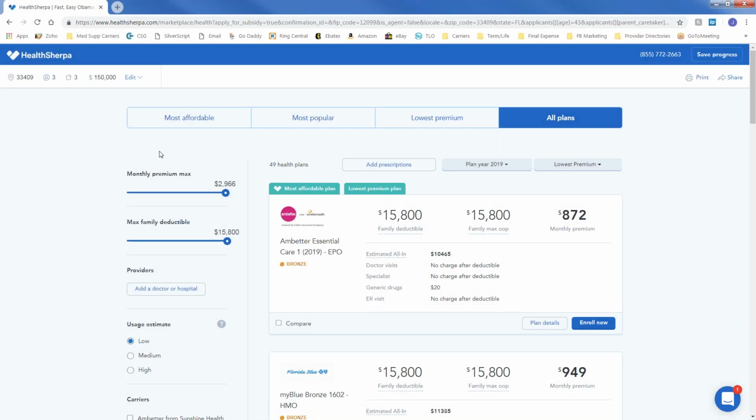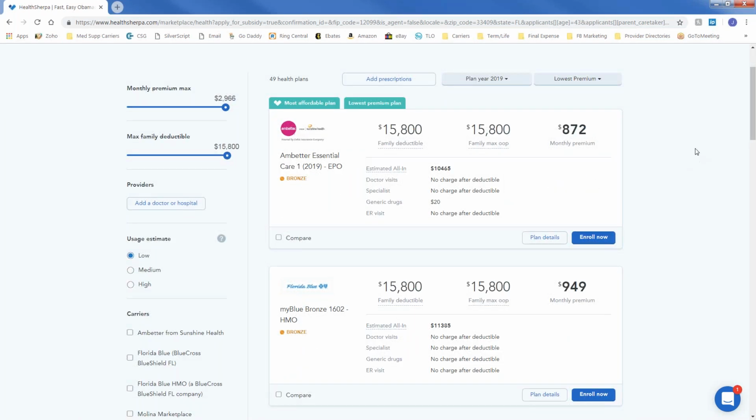So here we are. What I did was I put in our information. The website that we like to use the best is called healthsherpa.com. It's the same platform as healthcare.gov. It posts to healthcare.gov. It's just an easier, user-friendly platform to use. I put in my particular information, husband, wife, and 1 child, and I sorted the plans by lowest premium. Okay, I've sorted them by lowest premium. And in our area, the lowest plan premium is $872 a month.